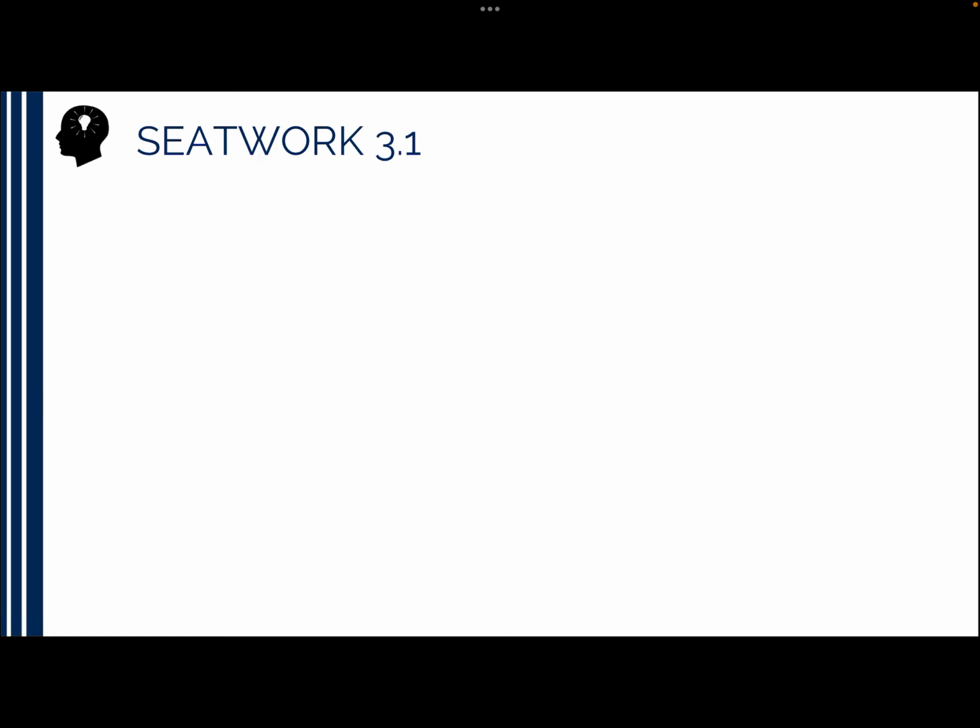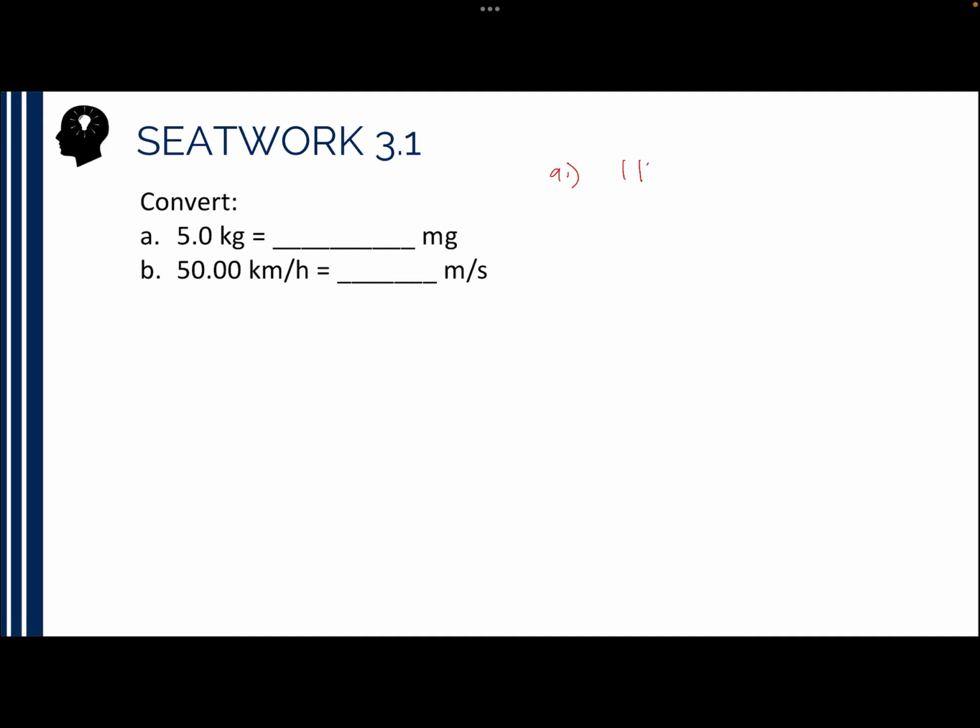Okay, so we will have an example. We will convert the following. So 5.0 kilogram to milligram, and then letter B, 50 kilometer per hour to meter per second. So for letter A, we can't directly convert kilogram to milligram, so we will use the conversion factor. So 1 kilogram is equal to 1,000 gram, and then 1 gram is equal to 1,000 milligram. So using these conversion factors, we can calculate the conversion from kilogram to milligram.